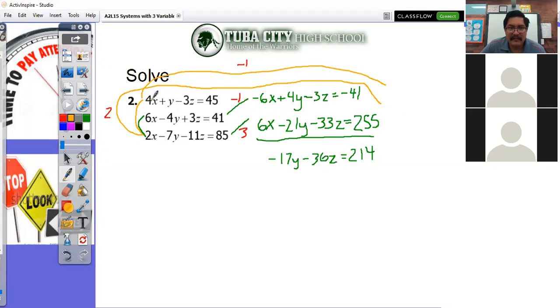and times it by -1. So take that top one, -4x plus y. But again, it's going to be multiplied by -1, so it's going to be -y plus 3z equals 45. There you go. Now double check the signs. Make sure all the signs are flipped.